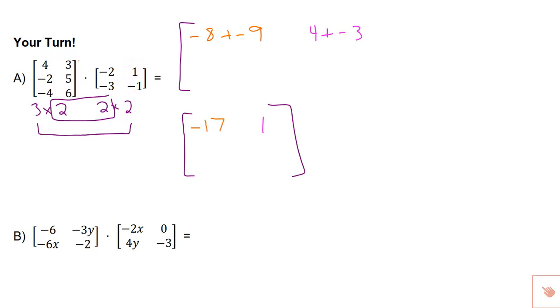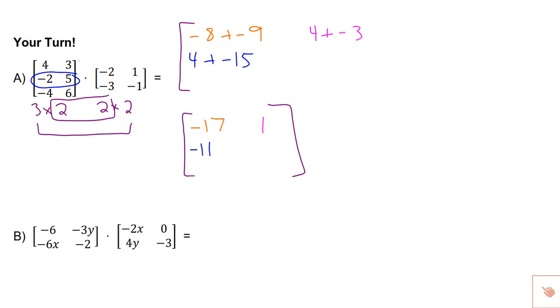We're going to repeat that process with the second row. Grab the first column and lay it on top of the second row. Negative 2 matches with negative 2, that's a positive 4. Negative 3 times 5, negative 15. Combining those together, I get negative 11.